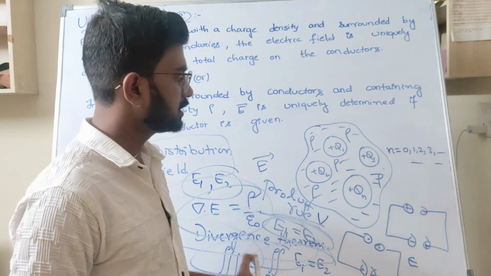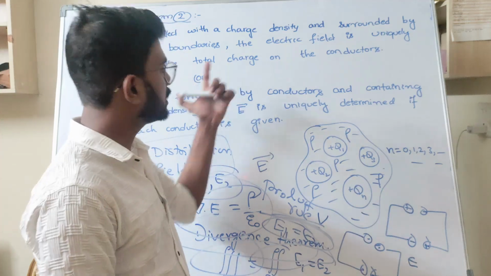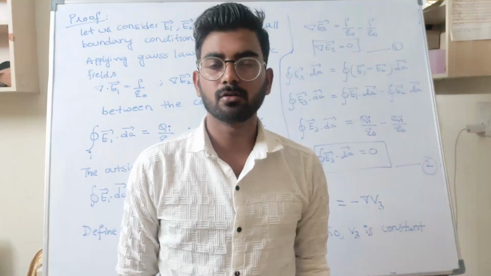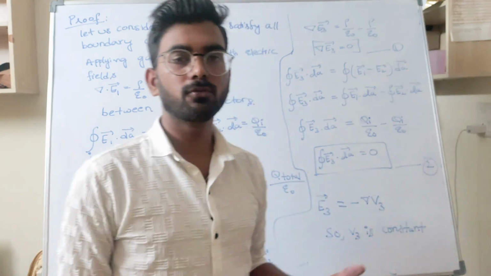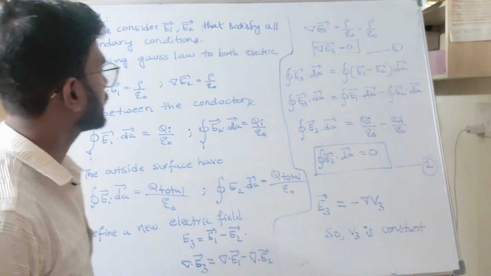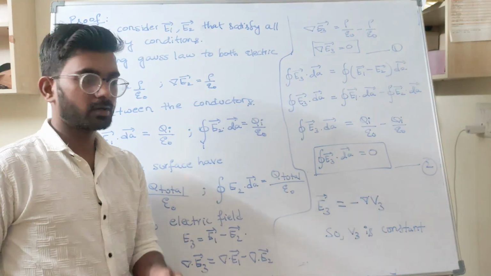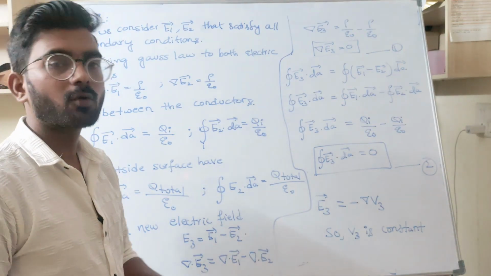Let us see the proof for this theorem. Remember these two statements, right? So let us discuss now the proof regarding uniqueness theorem 2. What I told: electric field is uniquely determined. For that, again I am going with the contradiction method.